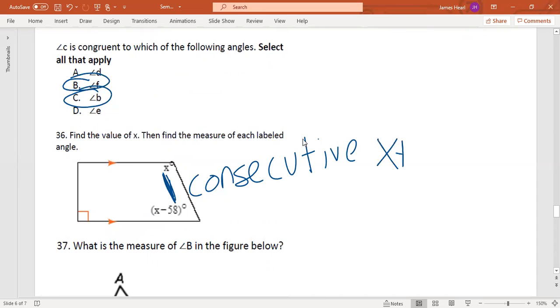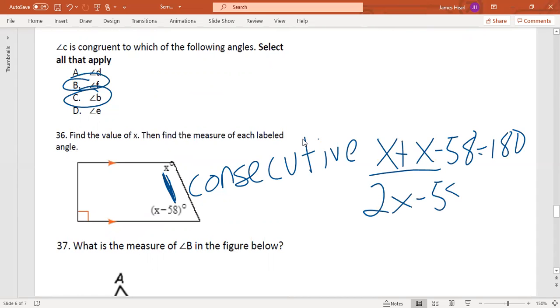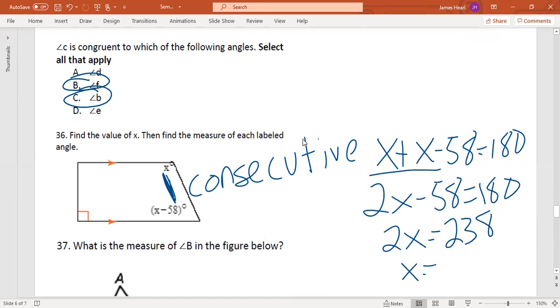So X added to X minus 58 would have to be 180. We'll combine like terms: 2X minus 58 is equal to 180. If we add the 58 over, 2X would be equal to 238, which we then cut in half. So X will be equal to 119.